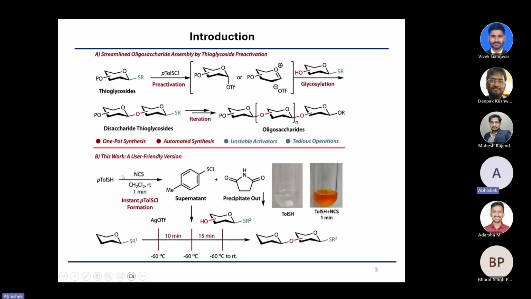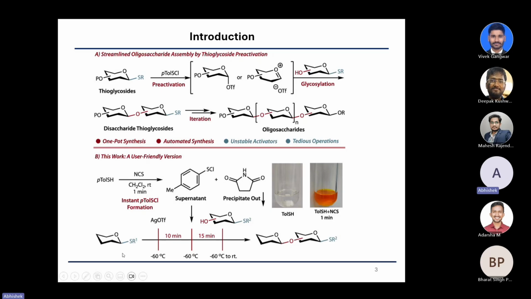Coming to this work, the user-friendly version, starting from para-thiotoluene, reacting with N-chlorosuccinimide in DCM solvent at room temperature for 1 minute. This is the instant para-toluenesulfenyl chloride formation. As we can see from this figure, these are the para-thiotoluene. After adding N-chlorosuccinimide, the color suddenly changes in 1 minute. Two moieties are formed. One is the supernatant, and the succinimide precipitates out.